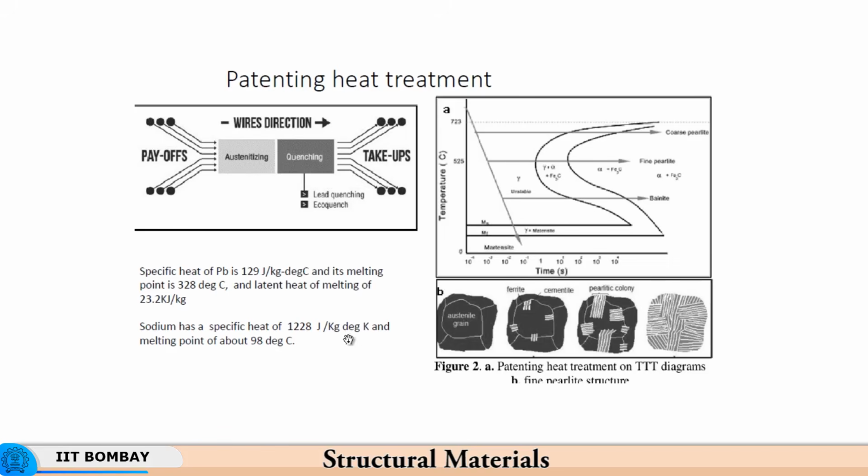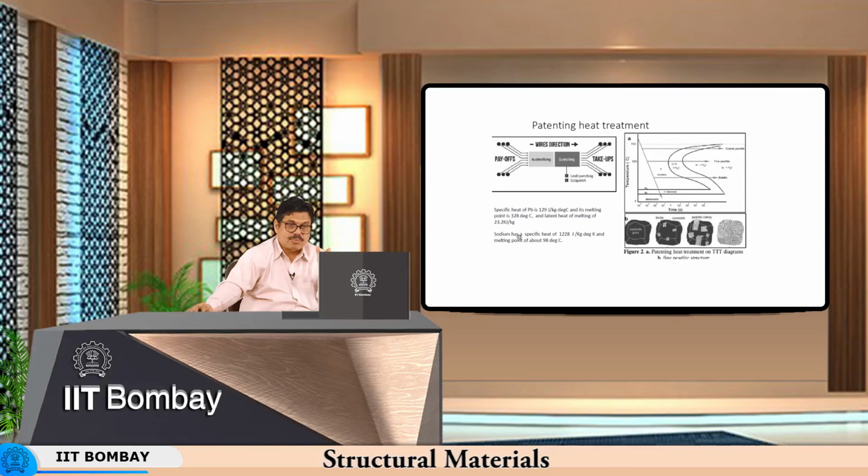By virtue of a relatively high specific heat, it is easier to maintain the temperature of the lead bath. Well, I have just included another element, sodium, which has a much higher specific heat, 1228 joules per kilogram degrees Kelvin, and a much lower melting point. But the issue is that sodium is a very reactive element, and maintaining sodium in a molten condition is hard, because sodium will react with almost anything. It has a very high affinity for moisture, with air and so on. So if you look at the various possibilities, this is not practical, whereas lead is very practical.